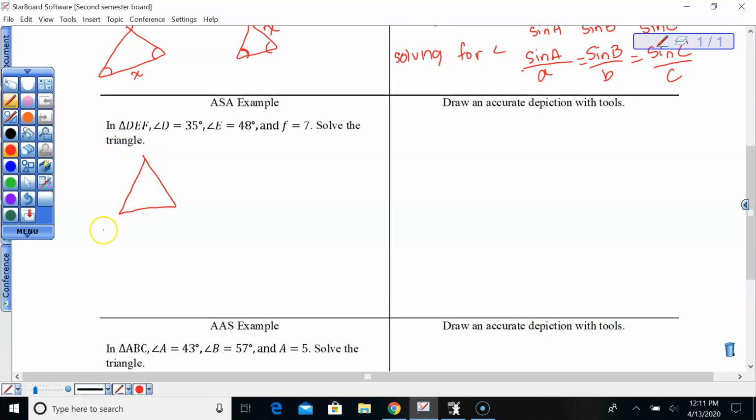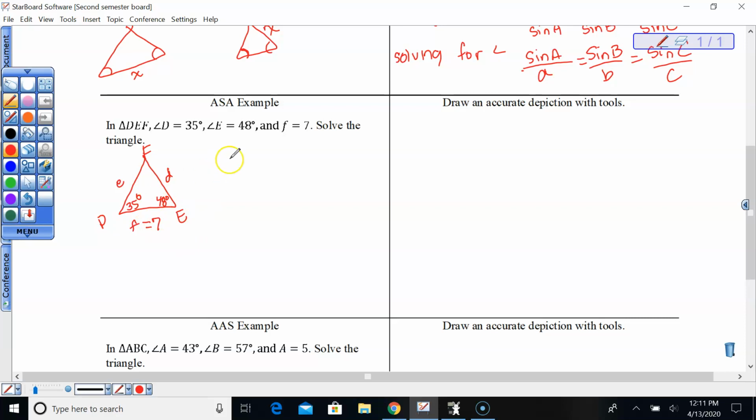And I'm not trying to draw an accurate picture right now. This is D, so this will be side D, this will be E, and this will be side E, and this will be F, and this will be side F. And here's what we know. Angle D is 35 degrees, angle E is 48 degrees, and side F is 7 units.